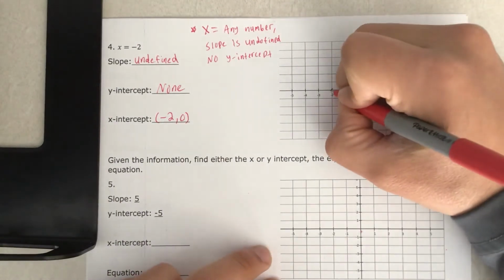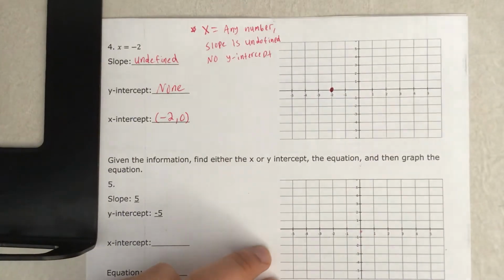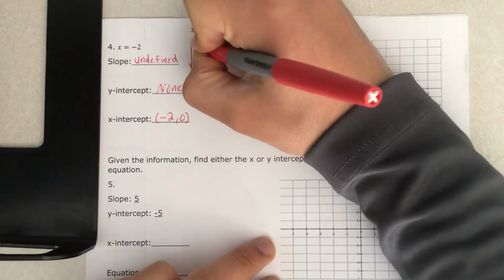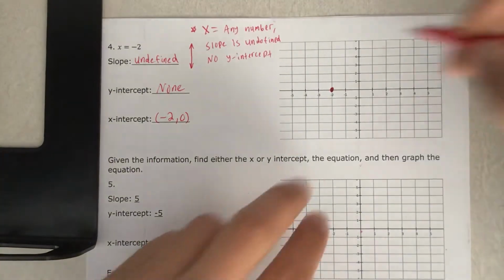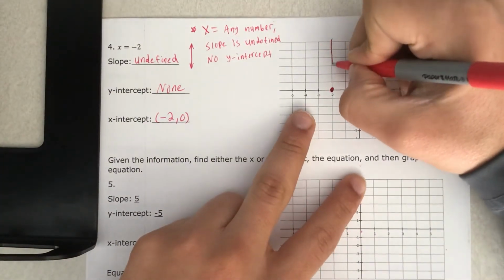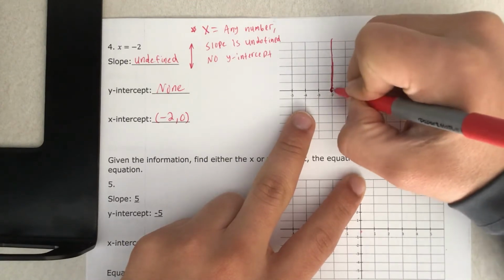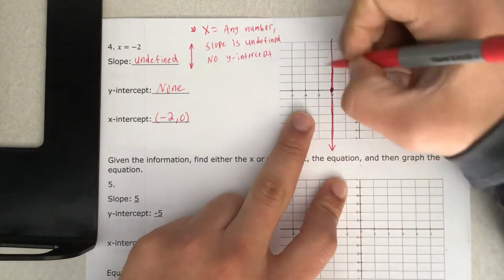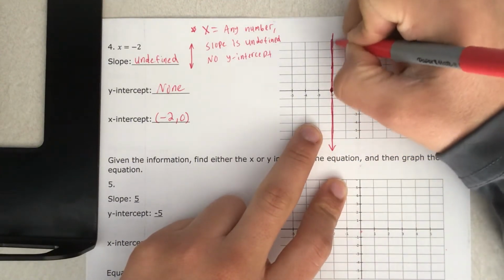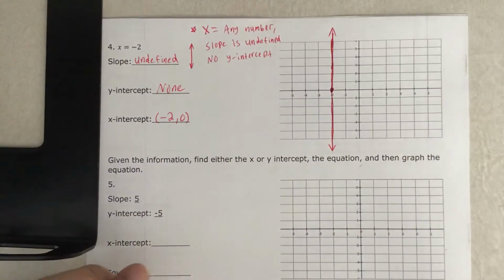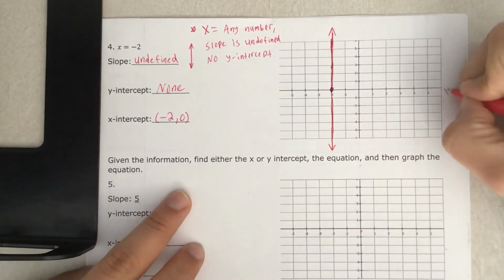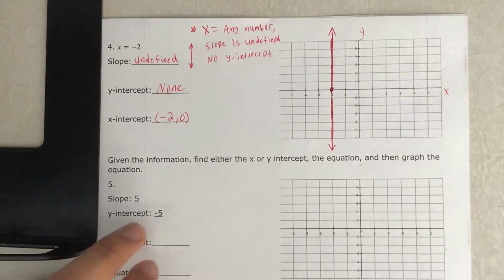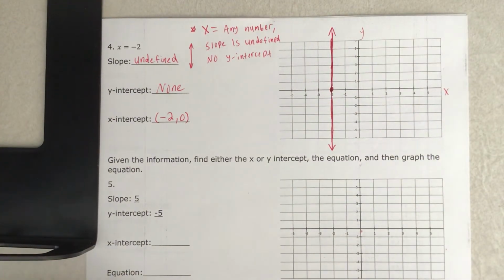So if I plot -2, 0, I know that an undefined graph looks like an up and down line. So what I can do is at -2, I draw a vertical line. Okay, and that's it. This is the graph, the line of x equals -2. And if you look, my x value is -2 everywhere that this line touches. Okay, and that's it. Number 4.